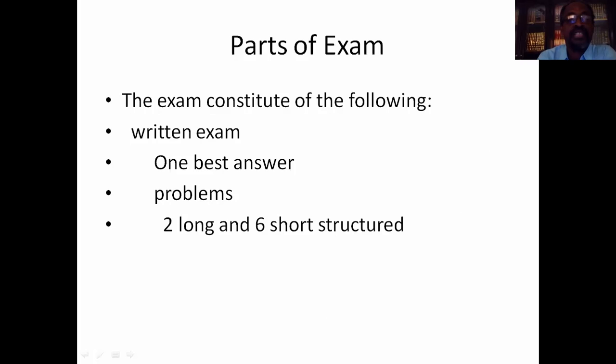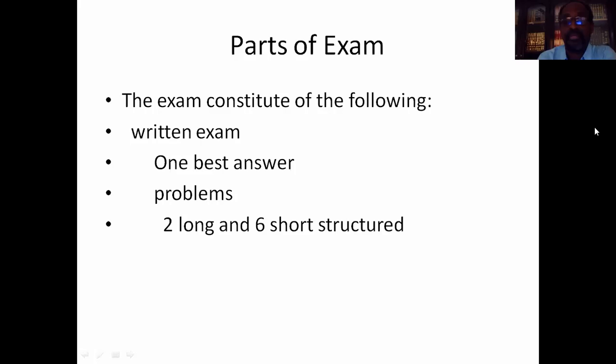To pass the exam, first of all, we have to know what the exam is. The exam consists of the following parts: a written exam, with one best answer, six stems with five choices to choose the best choice. It is one best answer from five. In the future we are trying to move to one best of four, but that will be in the future, not for you.